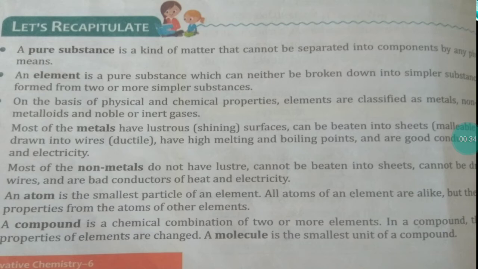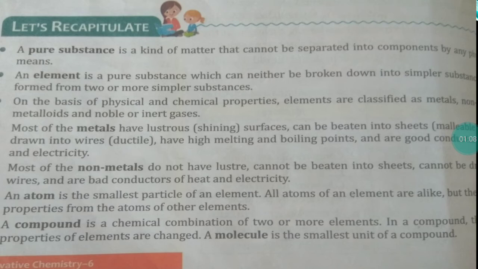A pure substance is a kind of matter that cannot be separated into components by any physical means. So an element is a pure substance which can neither be broken down into simpler substances nor formed from two or more simpler substances. On the basis of physical and chemical properties, elements are classified into four groups: metals, non-metals, metalloids, and noble gases or inert gases. Now we just discuss all these groups one by one.